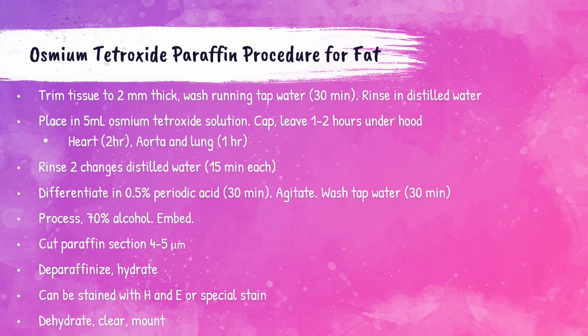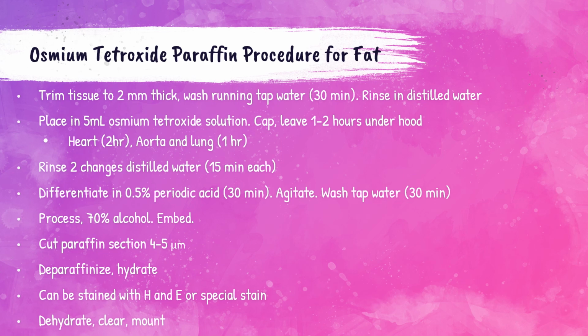This solution should be periodically agitated during this 1 or 2 hour period. The tissue type is going to determine how long it should be left, either 1 or 2 hours. Heart tissue needs 2 hours, aorta and lung tissue needs 1 hour. After this designated length of time, the tissue needs to be rinsed with 2 changes of distilled water at 15 minutes each, then differentiated in 0.5% periodic acid for 30 minutes.